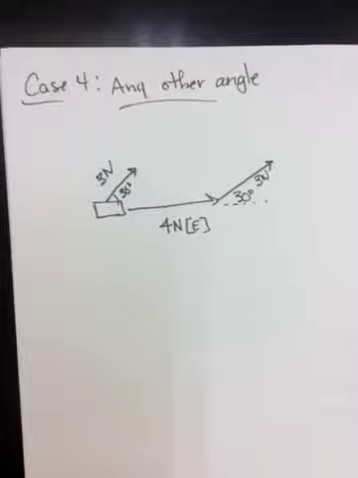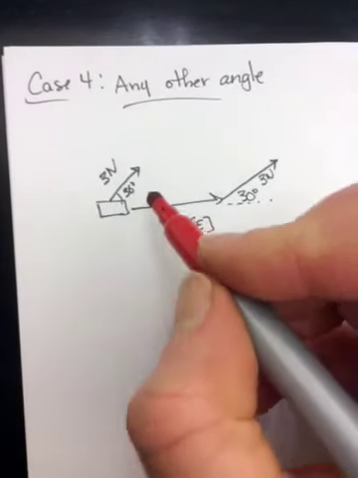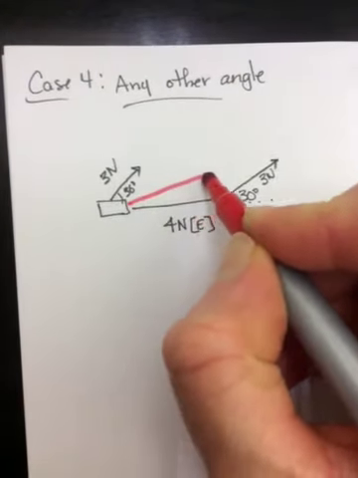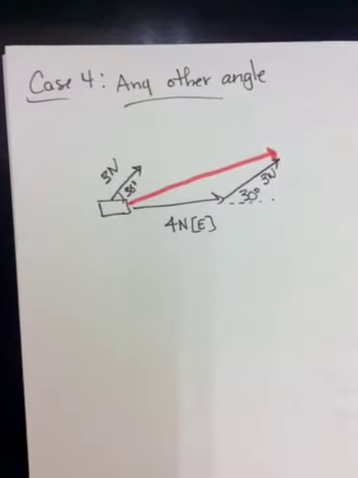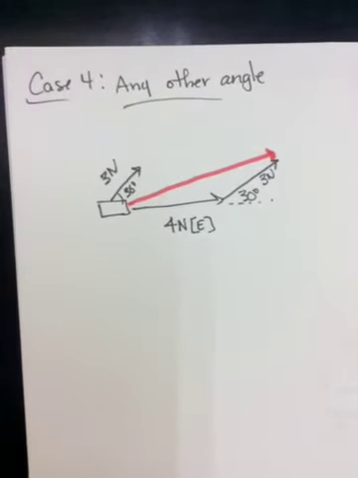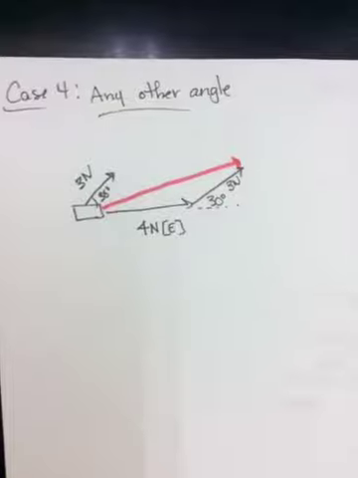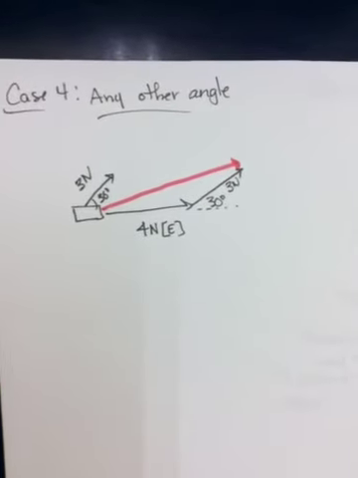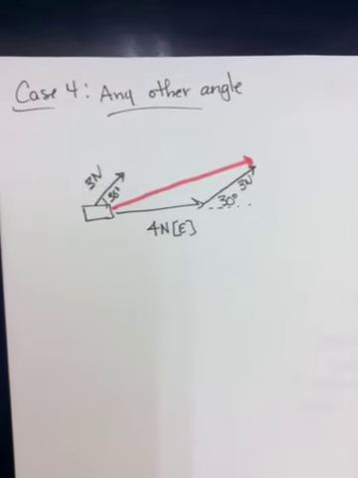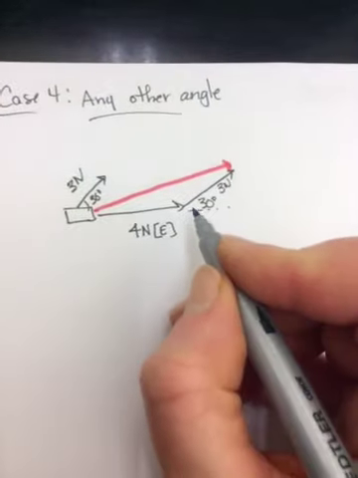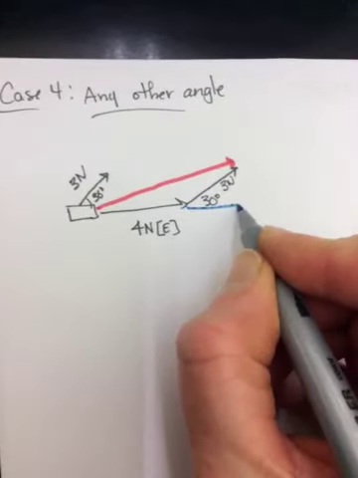So my resultant will still start where the first one started and end where the last one ended. My markers have 2 different tips. That was the thick tip, even though I didn't want it. And so there are 2 ways that we can find this. One way is to break this 3 newtons into its components. Remember that?